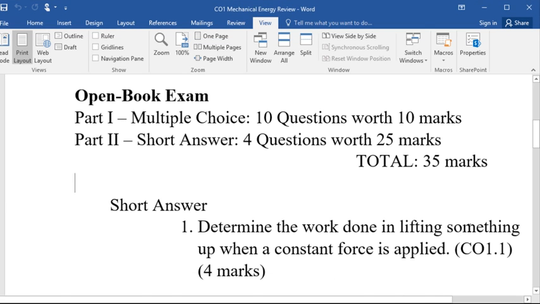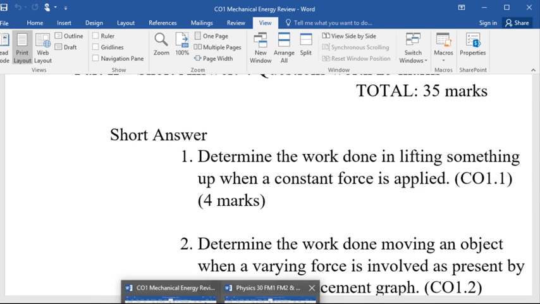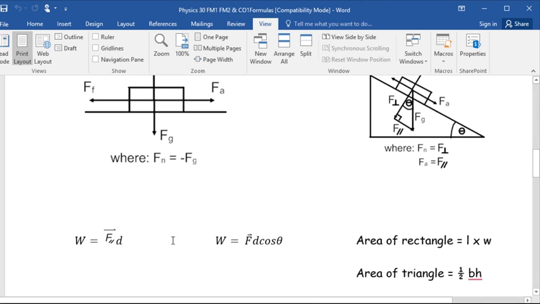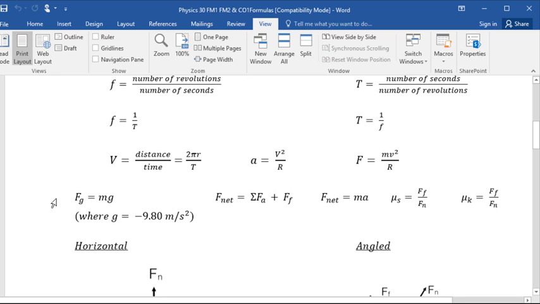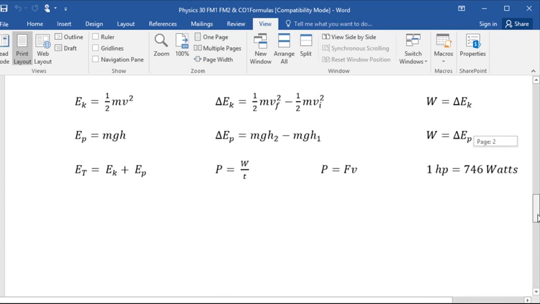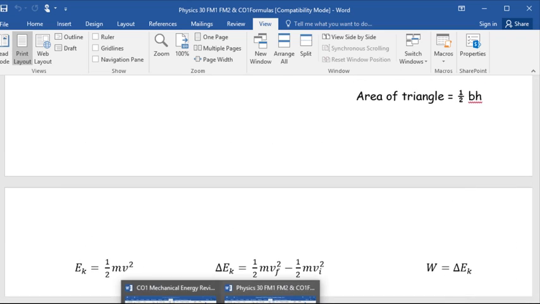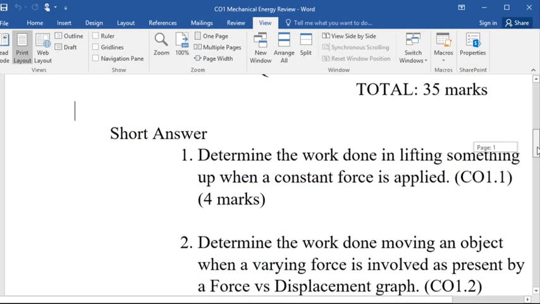So if we go back to the review, determine the work done on lifting something up when a constant force is applied. So of course that goes back into this idea, work is equal to force times displacement. And yes, if we're lifting something up, of course we're going against gravity. So if you can figure out Fg, you can analyze it vertically and get what that is. And if you look back in your notes, you should be able to find some examples in which we did that back in CO 1.1.